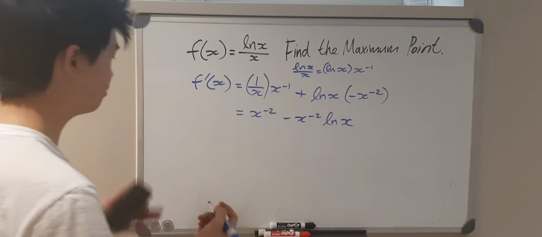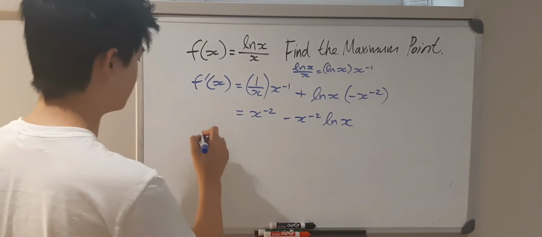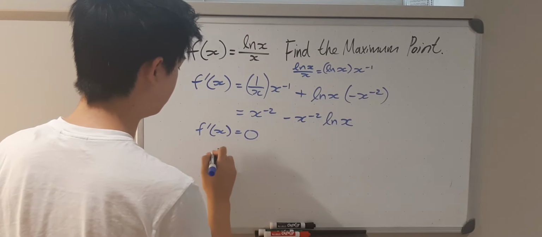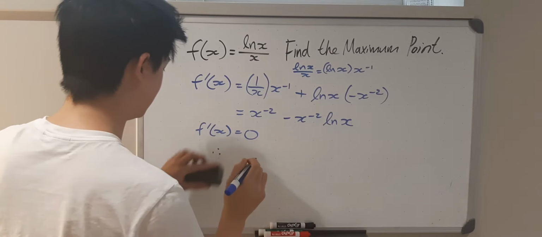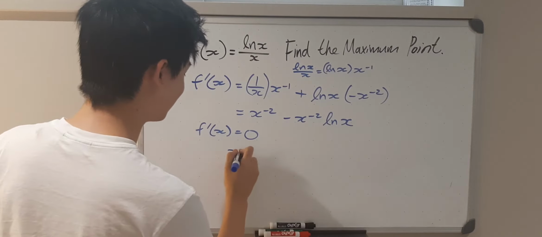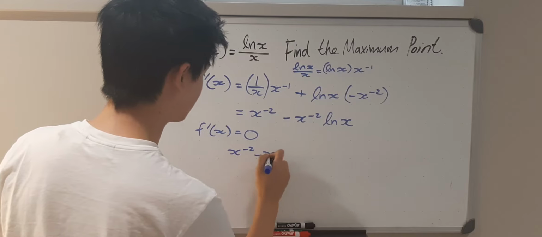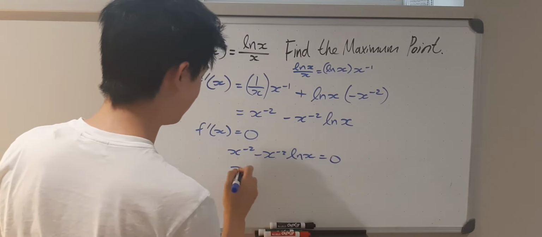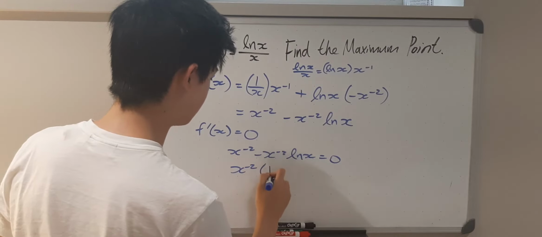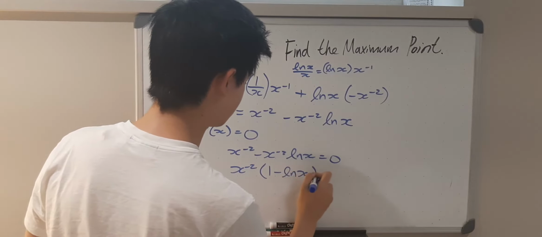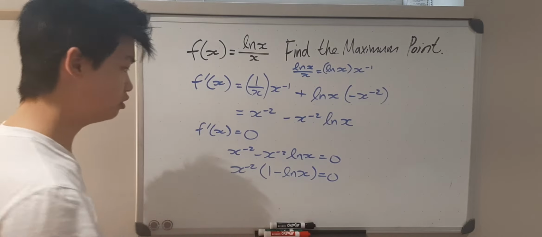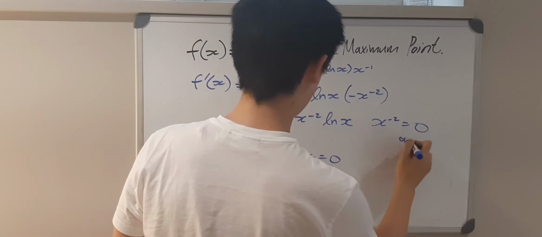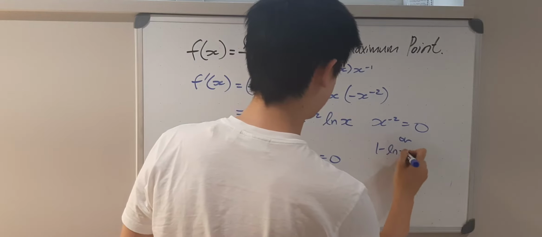Now we have to equate this to 0. So f prime of x equals 0, therefore x to the negative 2 minus x to the negative 2 ln x equals 0. Now we can factor out x to the negative 2, so it's going to be 1 minus ln x equals 0. Now we can apply the zero product rule, therefore x to the negative 2 equals 0, or 1 minus ln x equals 0.